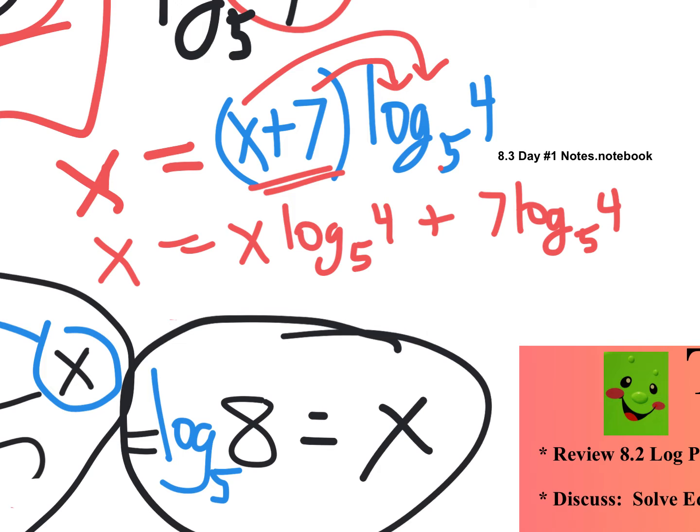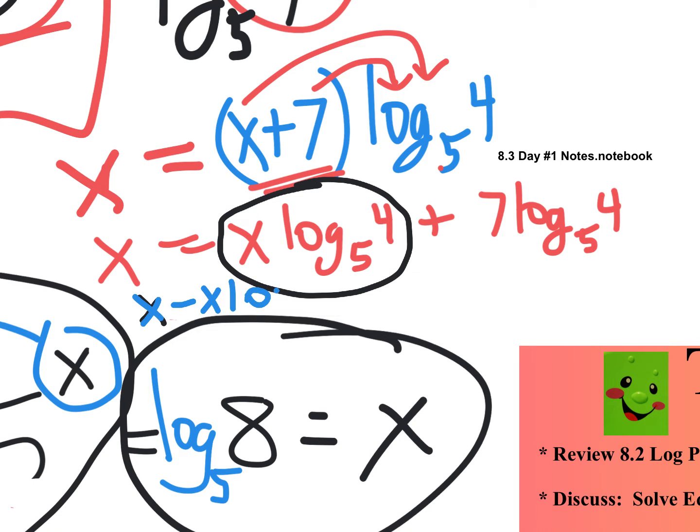Now, I need to get my x's all on the same side as each other. Do you get I can subtract this from both sides and then my x's will all be on the same side with each other? So now I've got x, I'm going to use a different color, I'm going to use blue, x minus x log base 5 of 4 equals 7 log base 5 of 4.